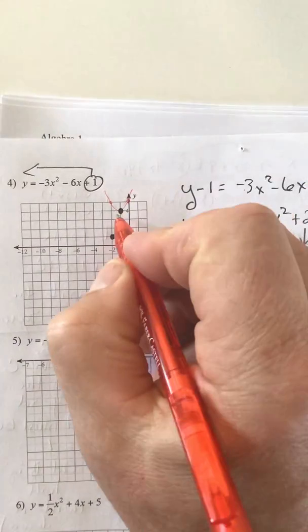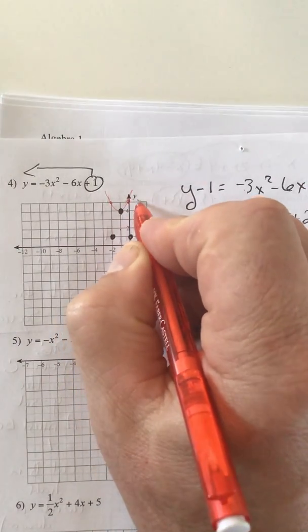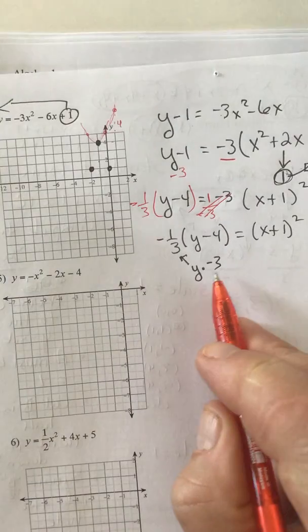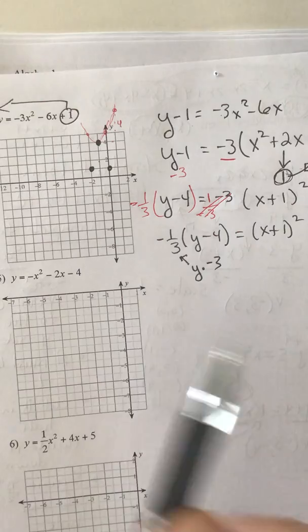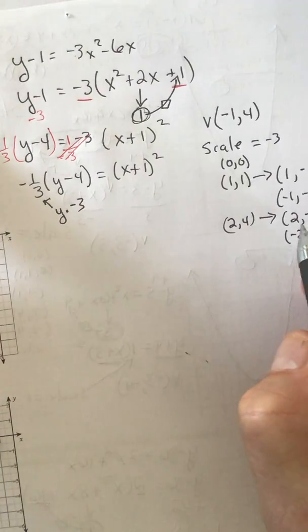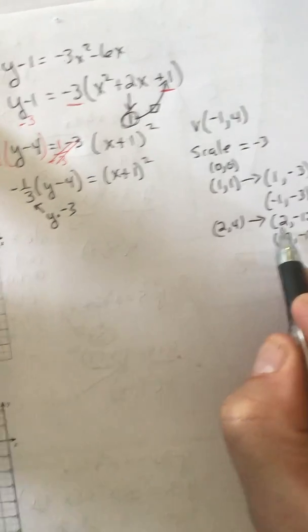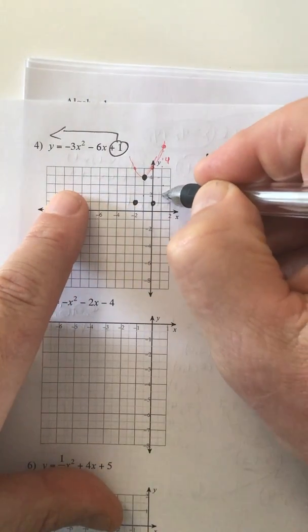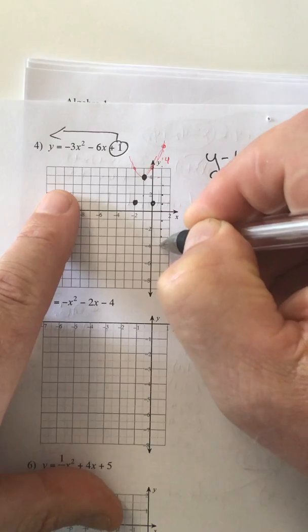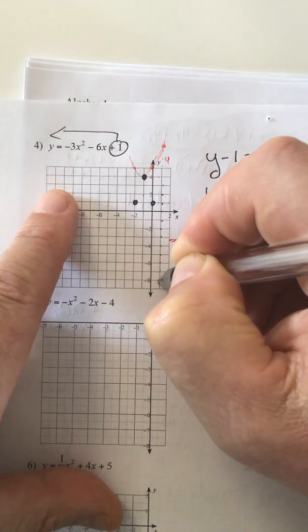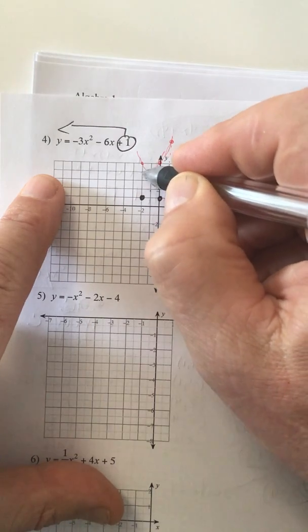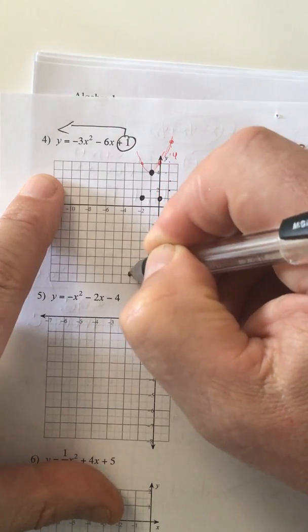I would normally go over 2, up 4. 1, 2, 3, 4, and it would be right there. But this 4 got multiplied by negative 3. So it's going over 2, down 12 from the vertex. So 1, 2, 1, 2, 3, 4, 5, 6, 7, 8, 9, 10, 11, 12. And 1, 2, down 12.